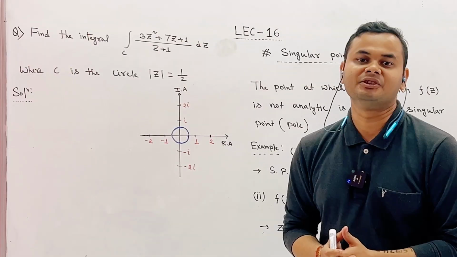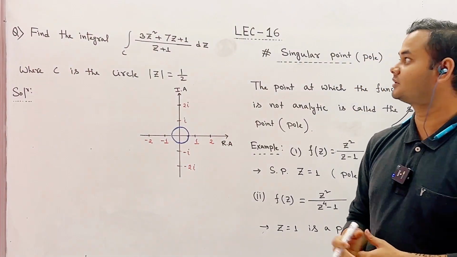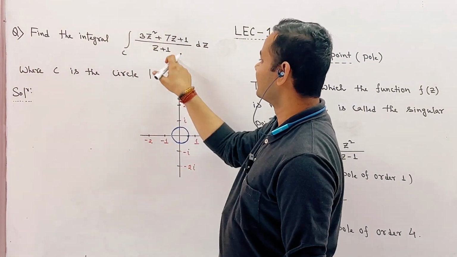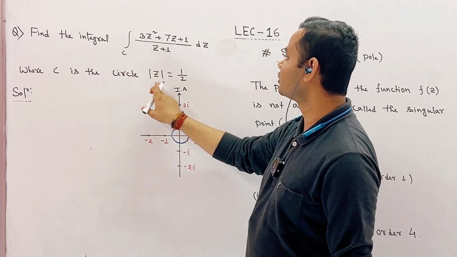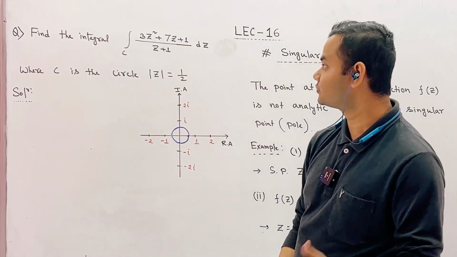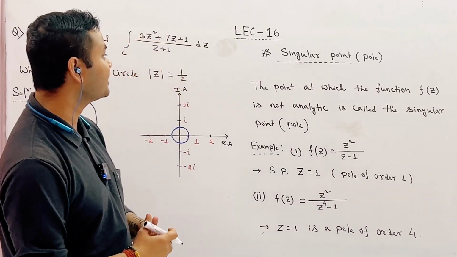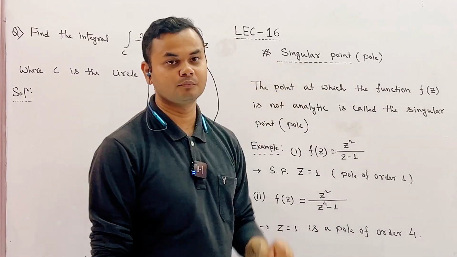Okay? Now let me solve two numerical problems. Problem number 1. Find the value of this integral where C is the circle modulus of z equal to half. Students, before solving this problem, I want to explain a very important concept, which is singular point or pole.